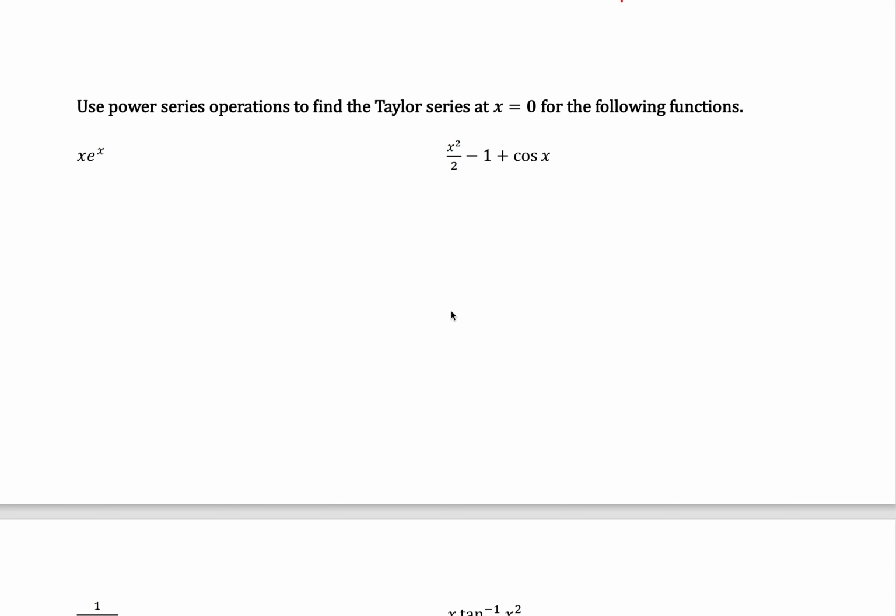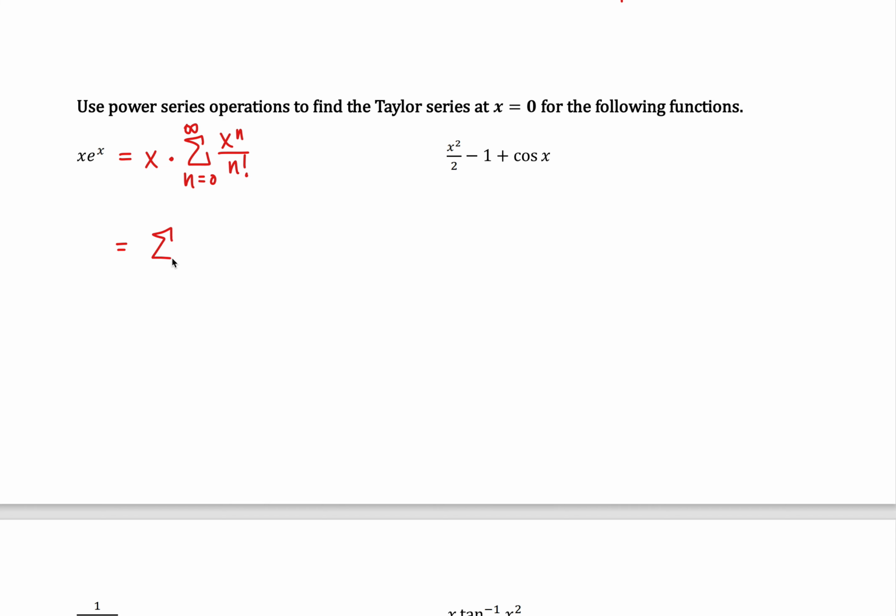So the first one here, we have x e to the x. So we're going to write this as a series. From the first page of the notes, I said that e to the x is the series from n equals 0 to infinity of x to the n over n factorial. So I can rewrite this as x times that series. So if I take the x inside that sigma, I now have x times x to the nth.